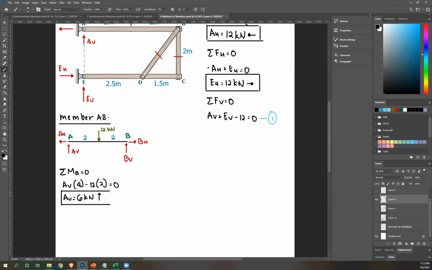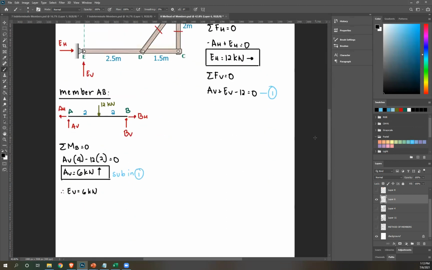Next, now that I have AV, right? Sub in 1, right? You'll get EV. So sub here, 6 plus EV minus 12 equals 0. Therefore, EV equals 6 kilonewtons. Positive, therefore correct assumption, it's upward. Okay.